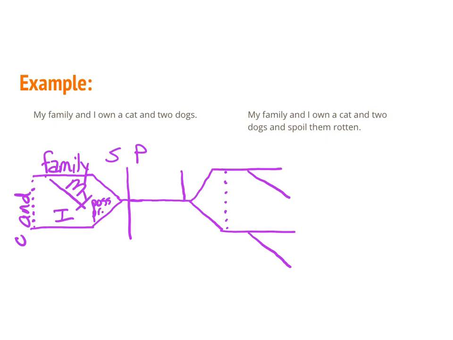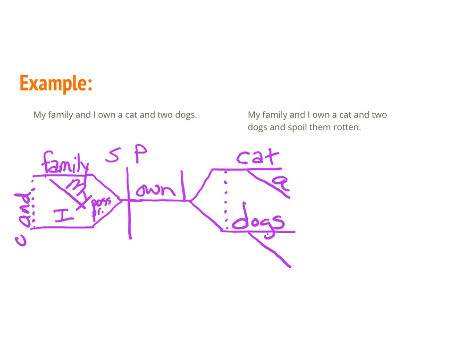Now, what do my family and I do? We own. We don't really do anything else in this sentence. We own. Own is an active verb. That is why I drew the vertical line to the right of the word own, because what do we own? We own a cat and we own 2 dogs. So we own cat and we own dogs.